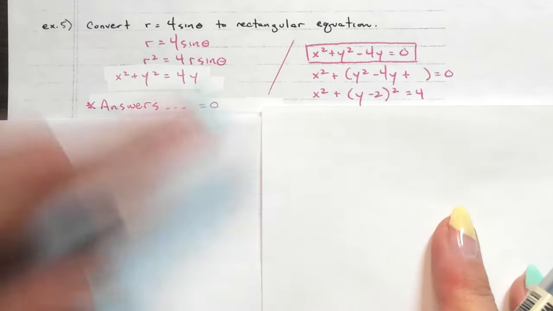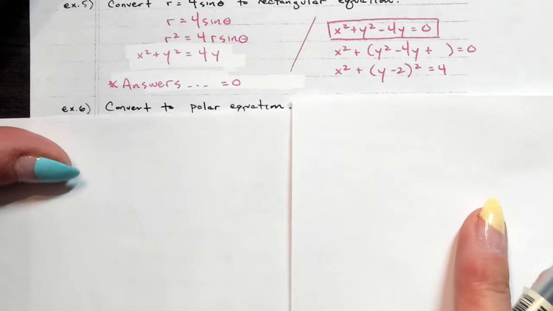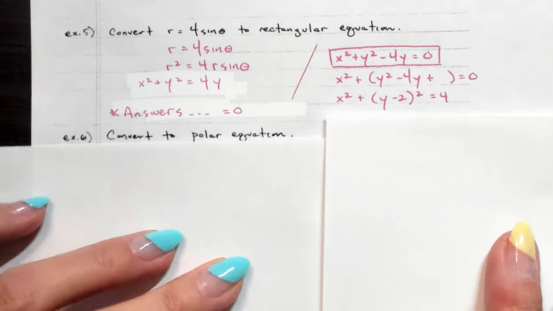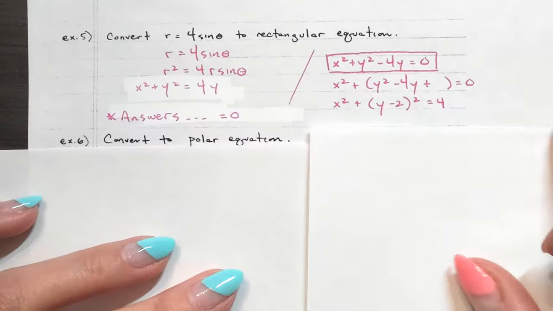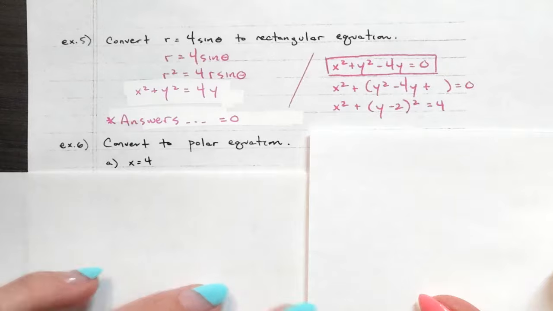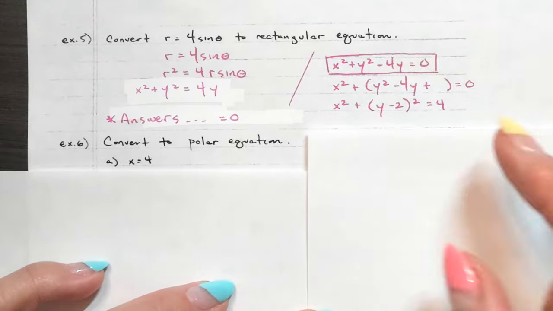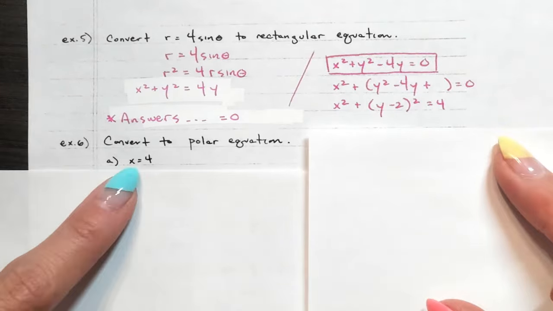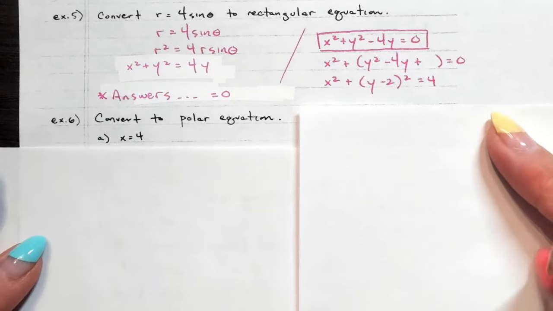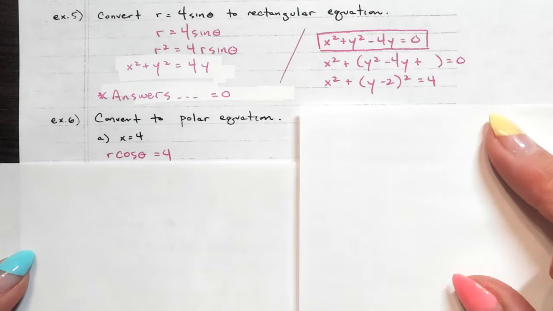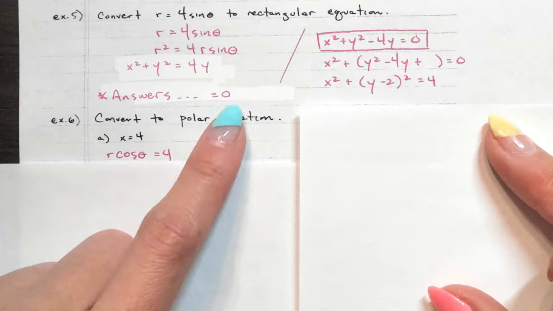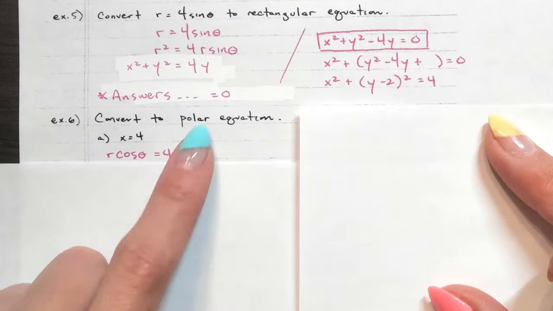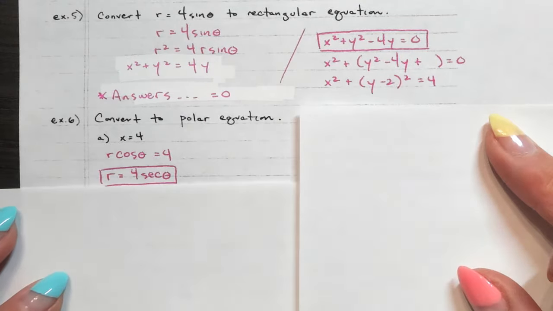Okay, a little bit of a different rule for converting to polar. Converting to polar means no x's and no y's. So it starts with x equals 4. So you're like, wait, what? That's okay. What is x? x is r cosine theta. So the answer, instead of equal 0, in general for polar, we're going to go ahead and solve for r.